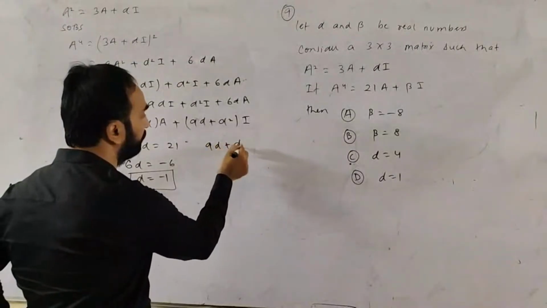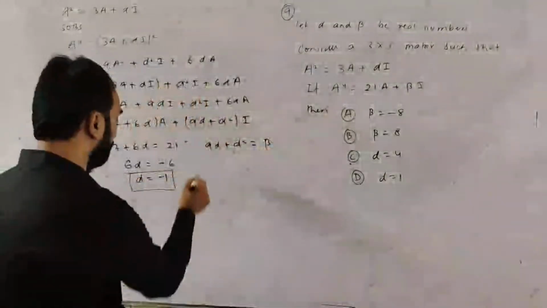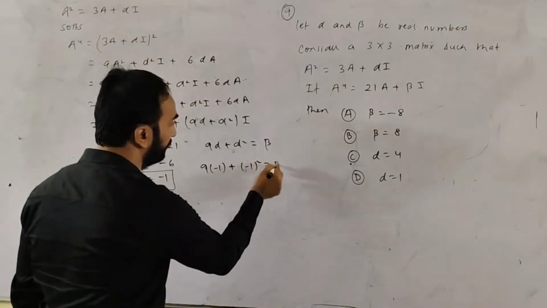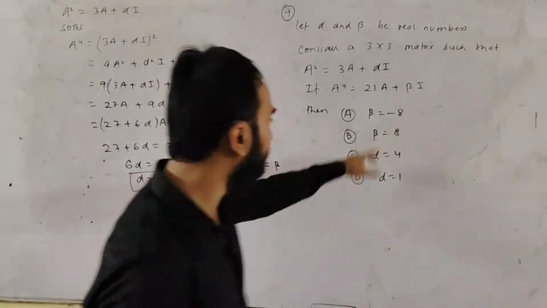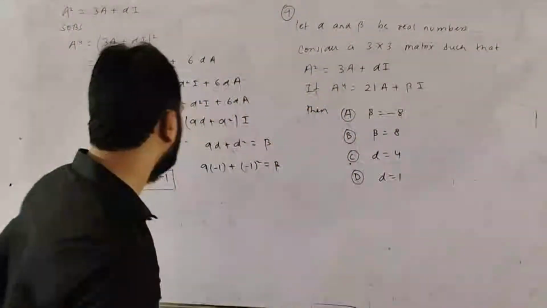9 alpha plus alpha square is equal to how much? Is equal to beta. Alpha already we have got minus 1. 9 times minus 1 plus minus 1 whole square is equal to beta. Since alpha is equal to minus 1, there is no option. That is why we are finding beta, or else we could have ticked.